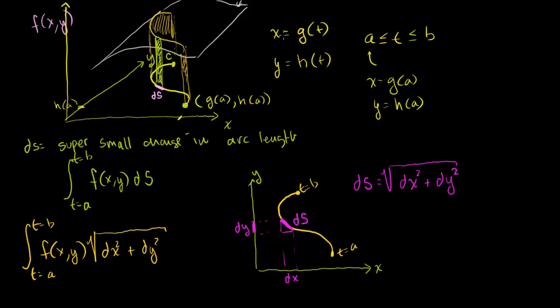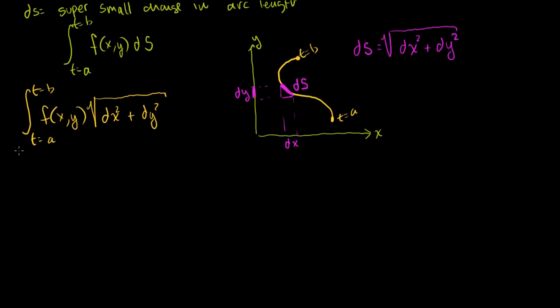Well, we know x and y are both functions of t, so we can rewrite it from t equals a to t equals b. And f is a function of x, which is a function of t, and f is also a function of y, which is also a function of t. So you give me a t, I'll be able to give you an x or a y. And once you give me an x or y, I can figure out what f is. So we have that.